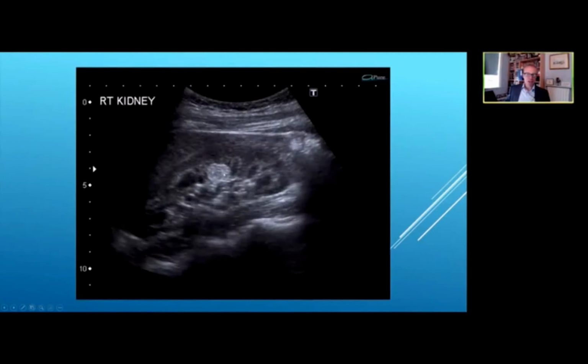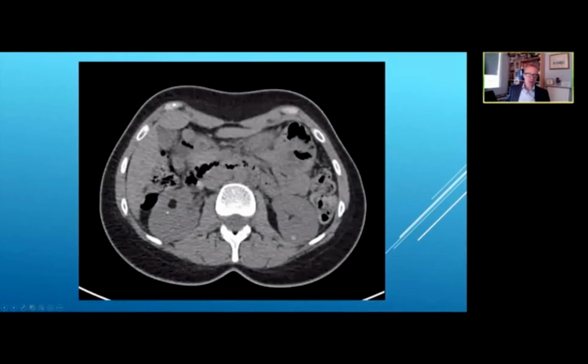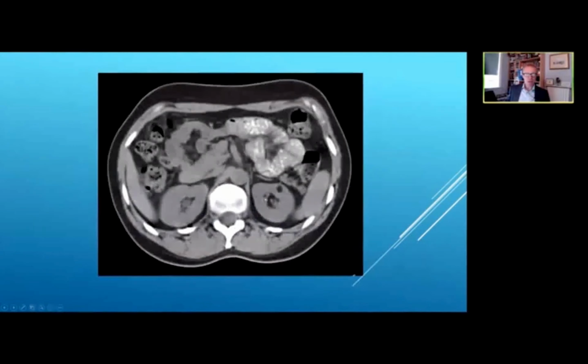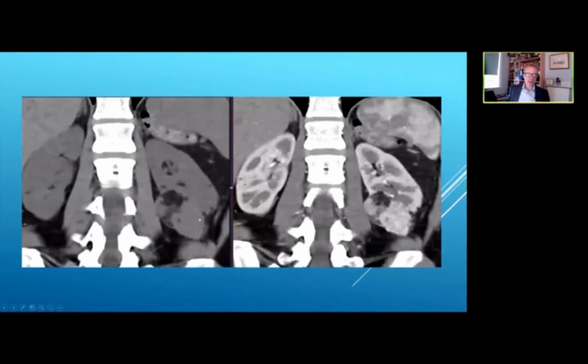Typical bright lesion seen on ultrasound may be an AML, could be a small RCC. Confirm it with a non-enhanced CT. Obvious fat, same density as the perinephric fat, same density as the fat around the edge of the patient. Same again here. There's a small AML on the left-hand side. I don't even bother giving contrast to these patients. We discharge them.